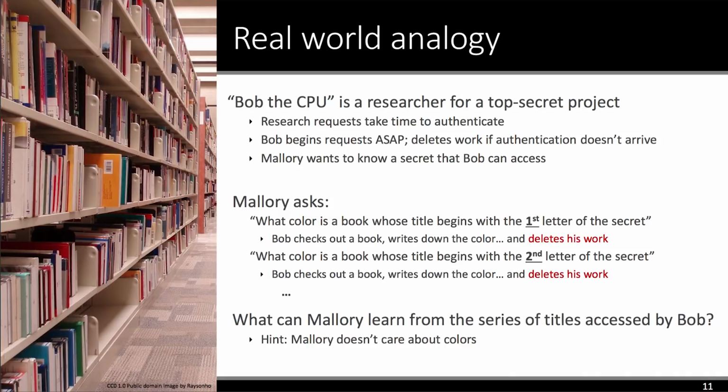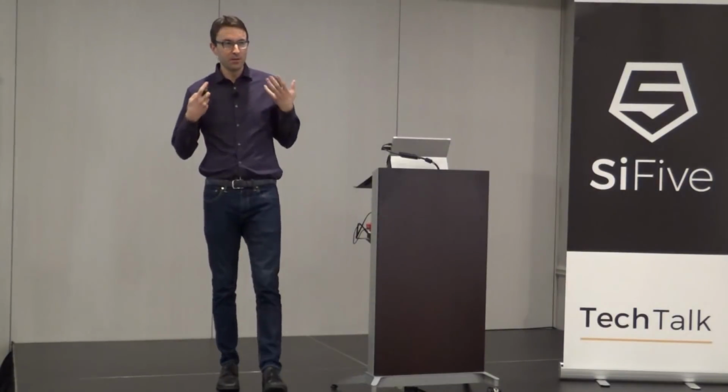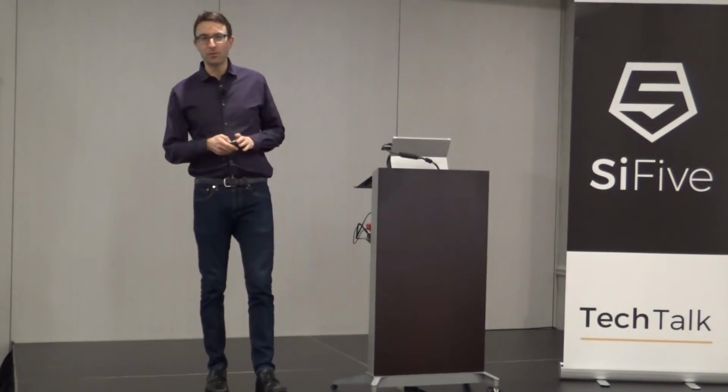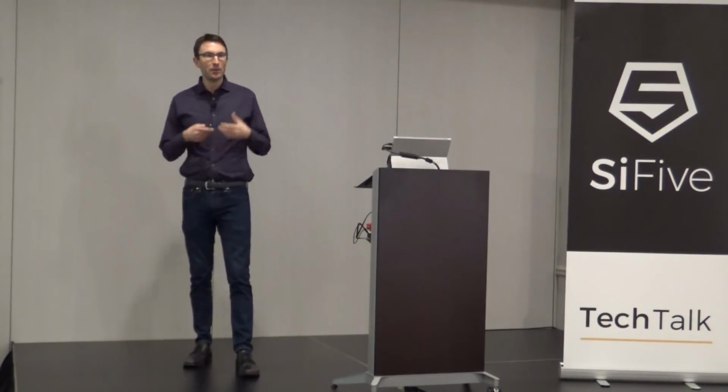And at the end of this, the question is, what can Mallory learn from the series of titles that Bob accessed? And clearly, Mallory doesn't care about the color of the book, in the same way that Mallory doesn't actually care what was in array 2 or what the result of that was or what happened in that calculation. Mallory just wanted to find out what change happened to the hidden state of the system as a result of the query that was sent in. And here the query is asking to look at books as opposed to reading things from memory. But clearly, Bob's leaking out his secret to Mallory here, assuming Mallory is able to get the records from the library.